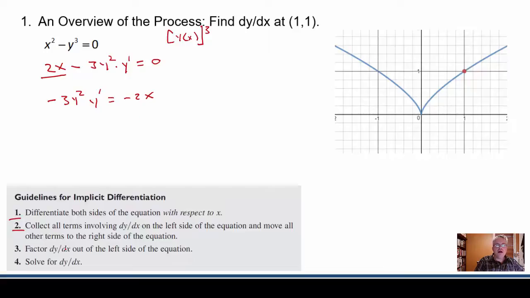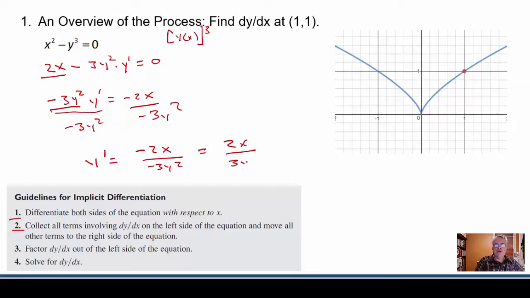The third step is to factor out dy/dx from the left side. We only have one term, so we don't have to worry about that. Then solve for dy/dx, which means divide by this. If we divide both sides by minus 3y squared, we get y prime equals minus 2x over minus 3y squared. We can simplify this by canceling the negatives: negative 1 divided by negative 1 is 1, so that's equal to 2x over 3y squared.